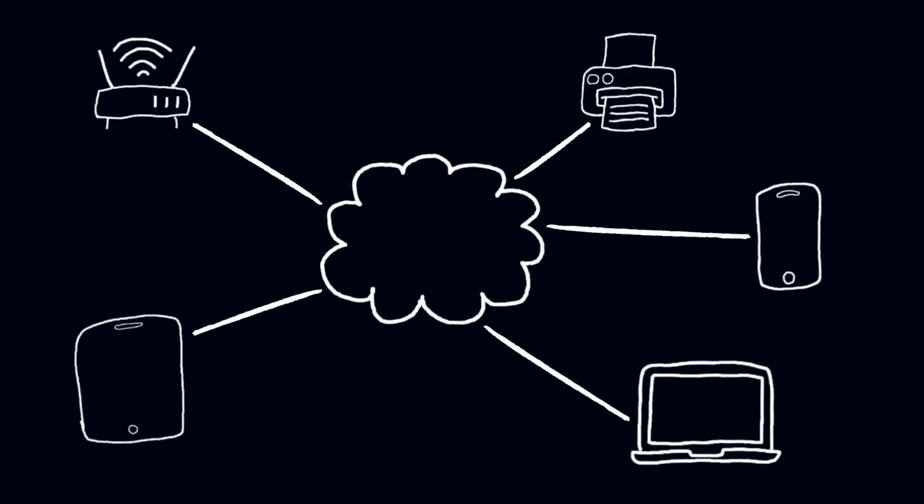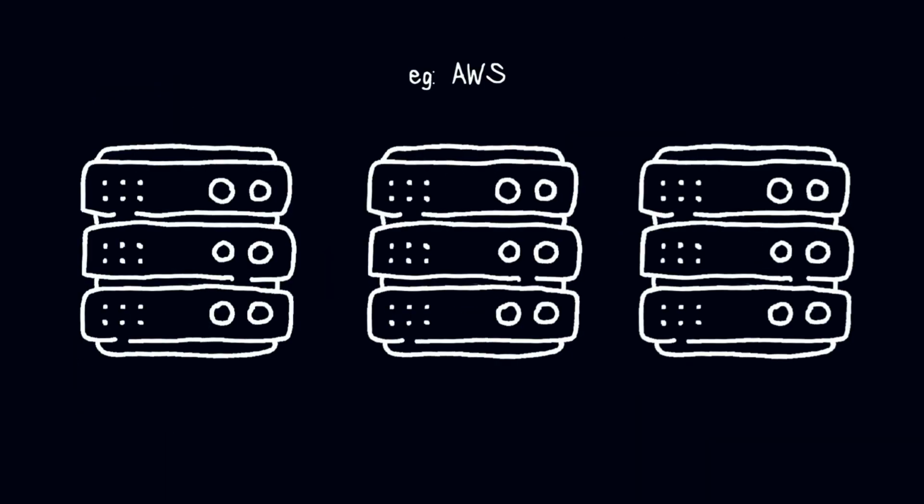At its core, a computer network is a group of connected computers that can communicate with each other to exchange information and resources. These networks can range from a small local area network, connecting a few devices in a home or office, to a large-scale enterprise network, connecting thousands of devices in multiple locations.